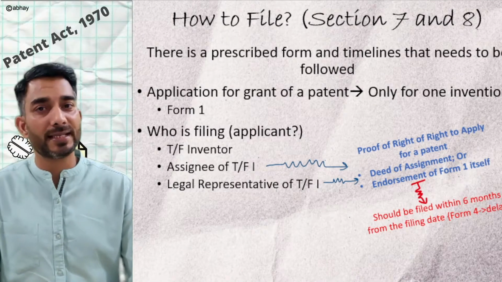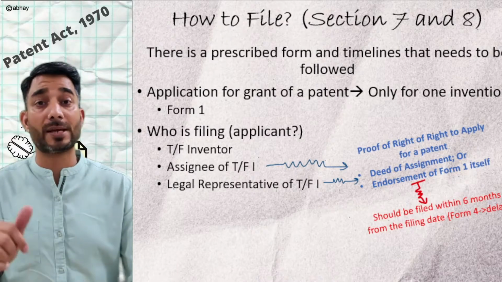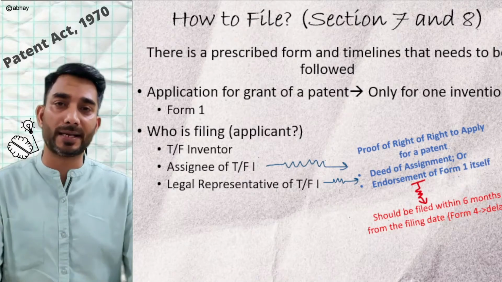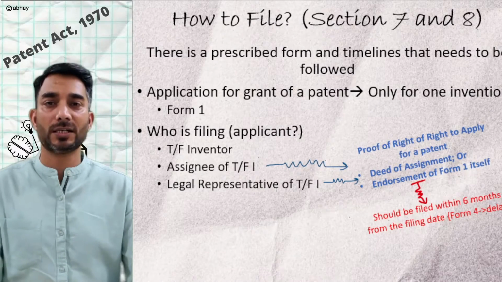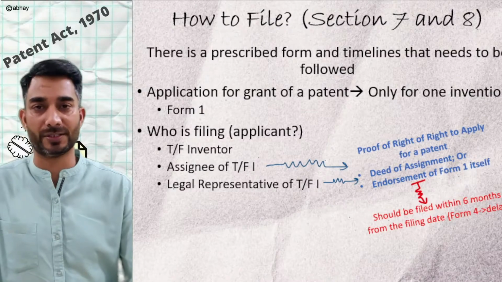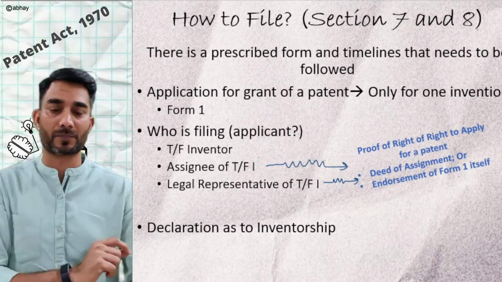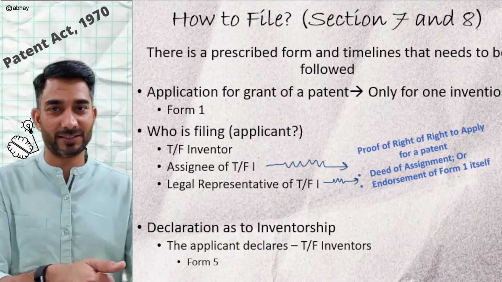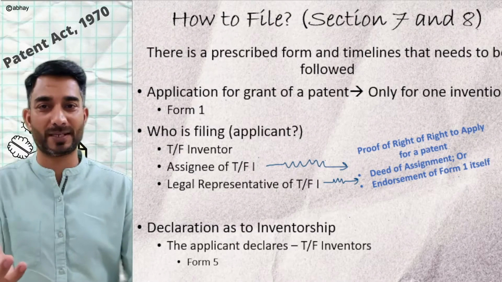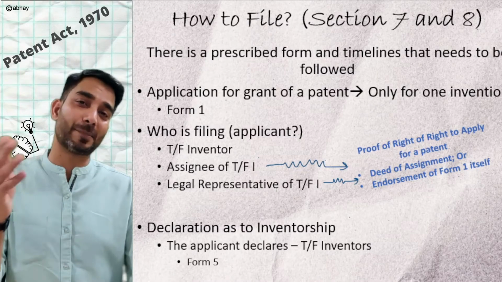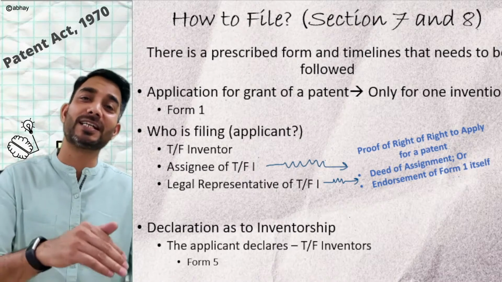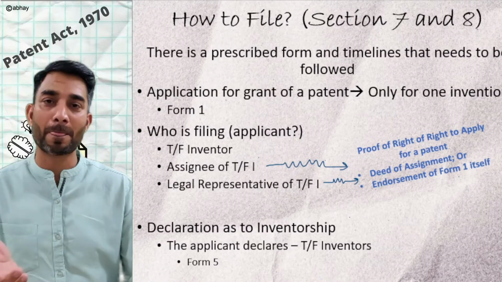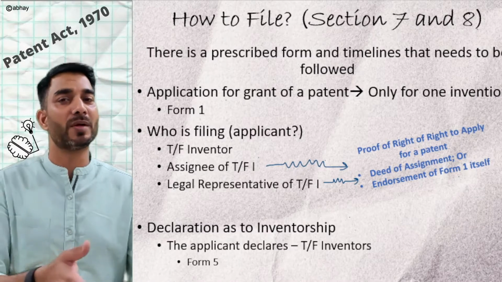Moving on, in case the inventors are not the applicant, the applicant needs to file a declaration confirming or declaring that as per his knowledge, these are the true and first inventors using Form 5. Now, Form 1 is signed by the inventors, assigning the rights to the applicant. Form 5 is signed by the applicant, declaring that the persons are indeed true and first inventor. This has to be filed with the application, or it can be filed within 1 month from the filing date.